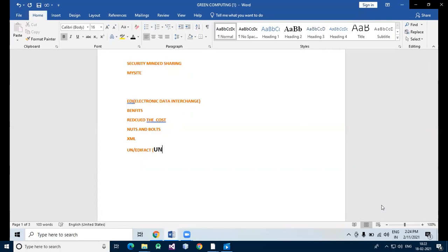So U is starting from United Nations, then E for Electronic Data Interchange for Administration, Commerce and Transport. So this is the full form of this.